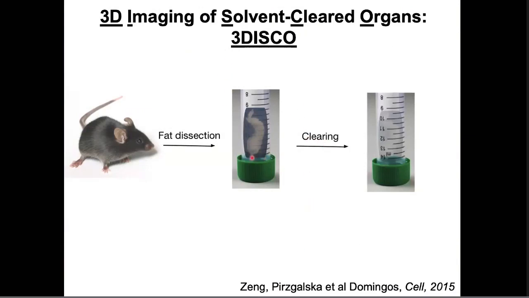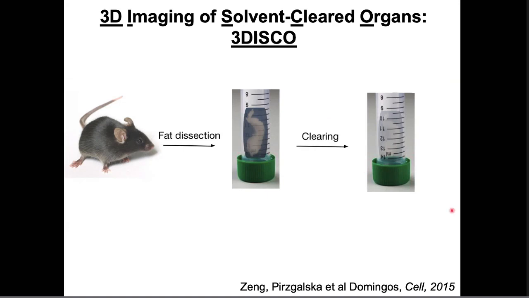And in these techniques, we have a piece of fat, which is a whole adipose tissue from a mouse. In this case, this is the inguinal adipose tissue. And through a series of chemical steps that were developed by the lab of Marc Tessier-Lavigne at Rockefeller University, we were able to render this piece of tissue transparent.